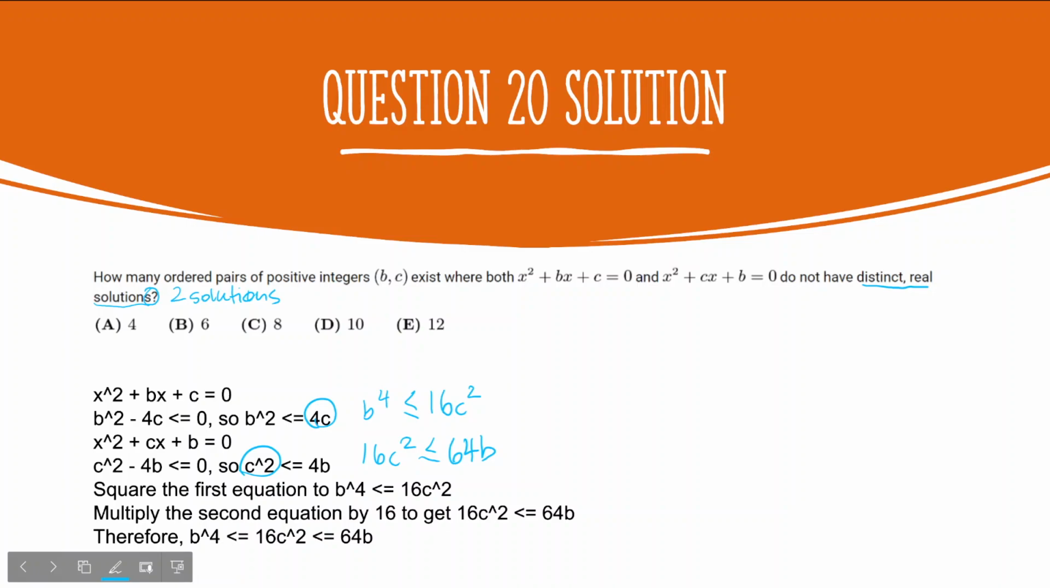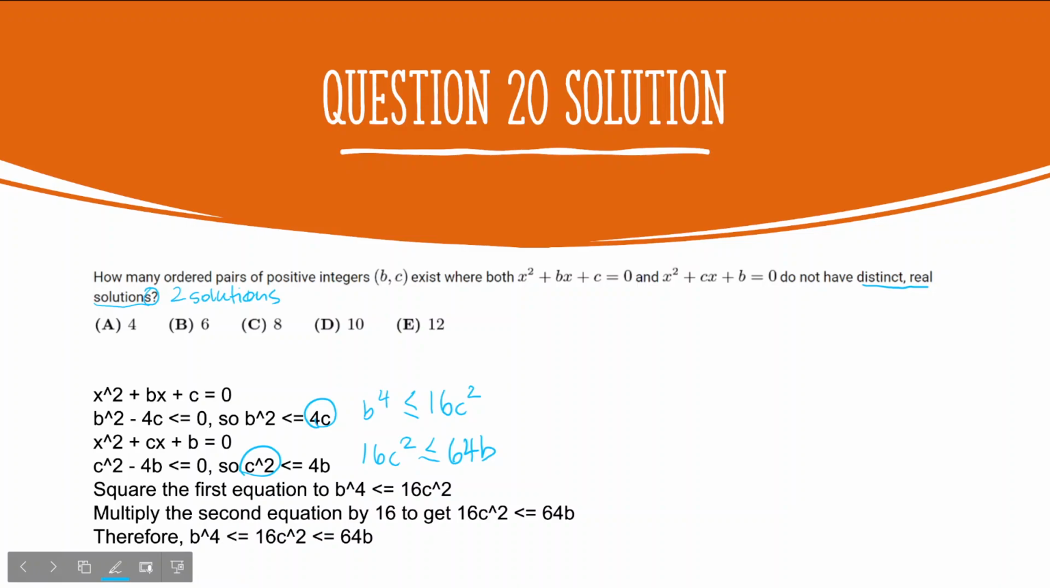When b is equal to 1, 1 is less than or equal to 16c squared, which is less than or equal to 64. So c can be either 1 or 2 to satisfy these requirements. The ordered pairs are 1, 1 and 1, 2. When b is equal to 2, 16 is less than or equal to 16c squared, which is less than or equal to 128. So c can be either 1 or 2, which means the ordered pairs are 2, 1 and 2, 2.